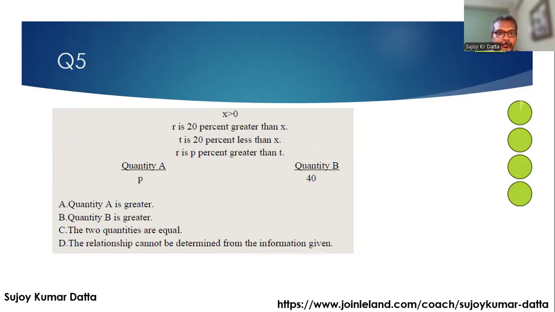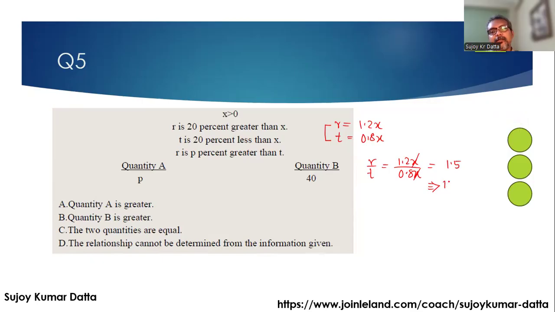Next. So here they're saying x is a number which is positive. R is 20% greater than x, so let's write that 1.2x. T is 20% less, so it's 0.8x. Now they're saying R is p% greater than T. So they're asking R is what percent more than T. So if I do R over T, I'm going to get 1.2x over 0.8x. So 12 over 8, that's 1.5.